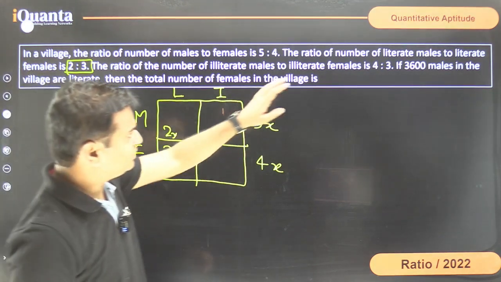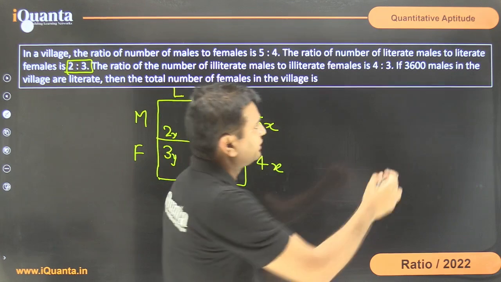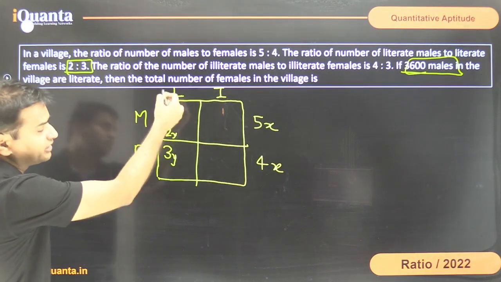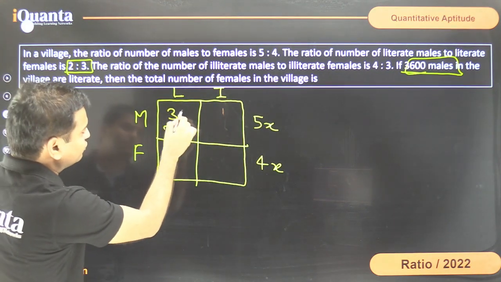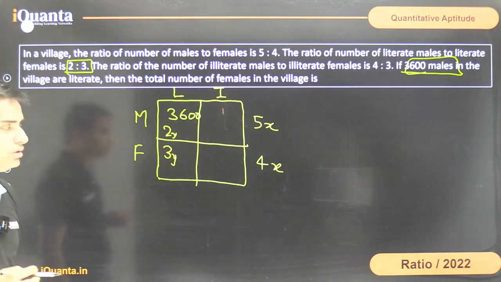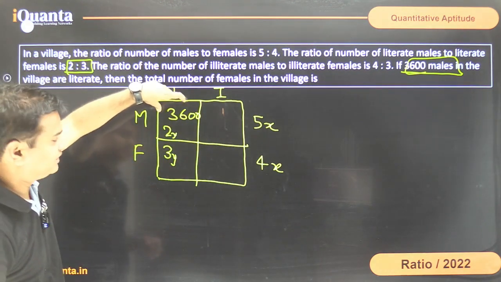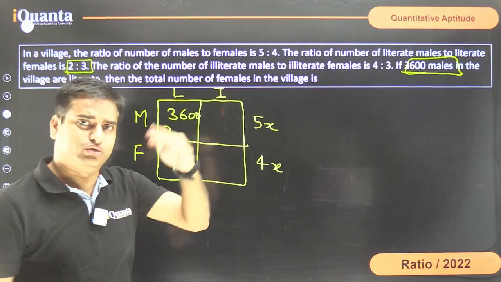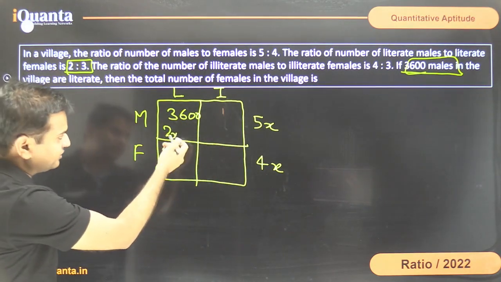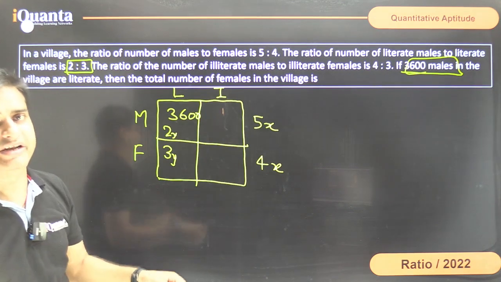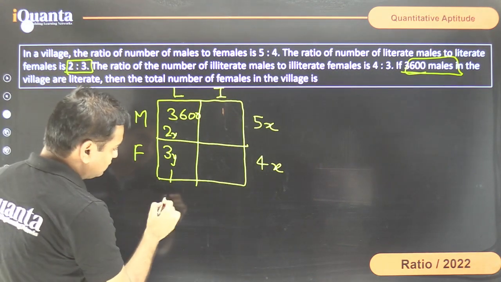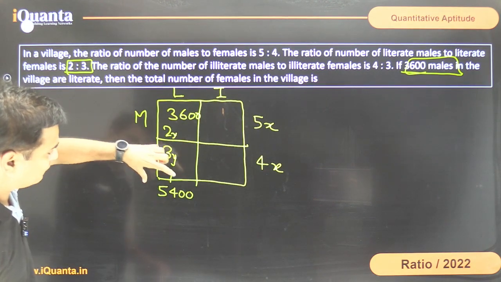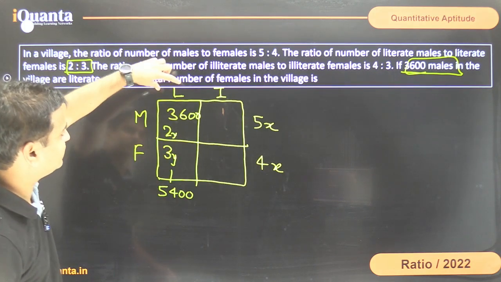Now in this question also they have given that if 3600 males in the village are literate. So male which are literate is 3600, that means this value is 3600. It is given to us. Now 2y is equal to 3600, that means 3y must be equal to how much? We can easily find it with the help of unitary method, but we can easily calculate it that 2y is equal to 3600, that means y is equal to 1800 and 3y is equal to how much? 5400. So we can see that the females are 5400 which are literate and males which are literate are 3600.